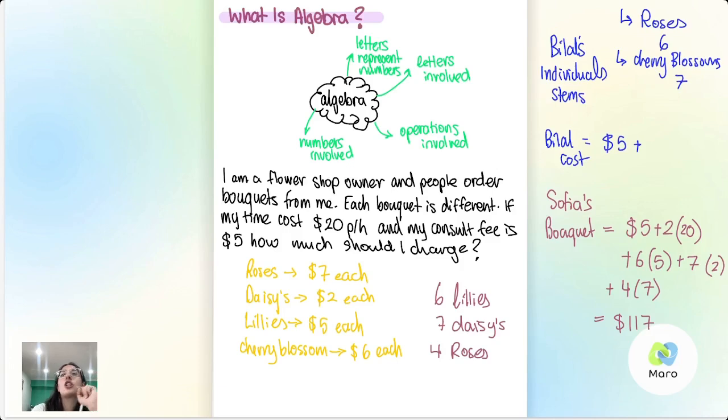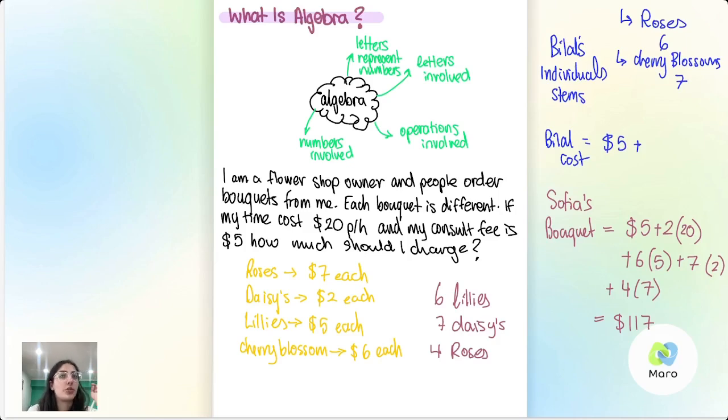So, notice how I'm charging every single one of my customers a consult fee. Now, I'm not going to charge him an hourly rate because he didn't ask me to arrange a bouquet, so that makes it easy for me. Can someone tell me what else do I charge? Bilal, tell me what I charge. Each stem. Yeah, so what do I charge?